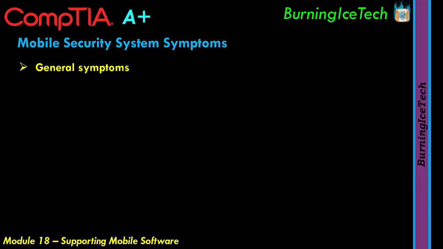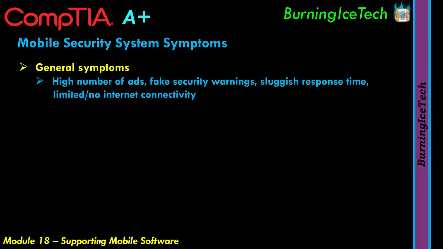So if your phone or your tablet, or even your users, start experiencing things like a high number of ads, or for example fake security warnings where it tells you need to do an antivirus scan, you've got viruses even though you don't even have that, or the device becomes generally slow, sluggish and laggy, or there's limited or no internet connectivity. These could be concerns for security.